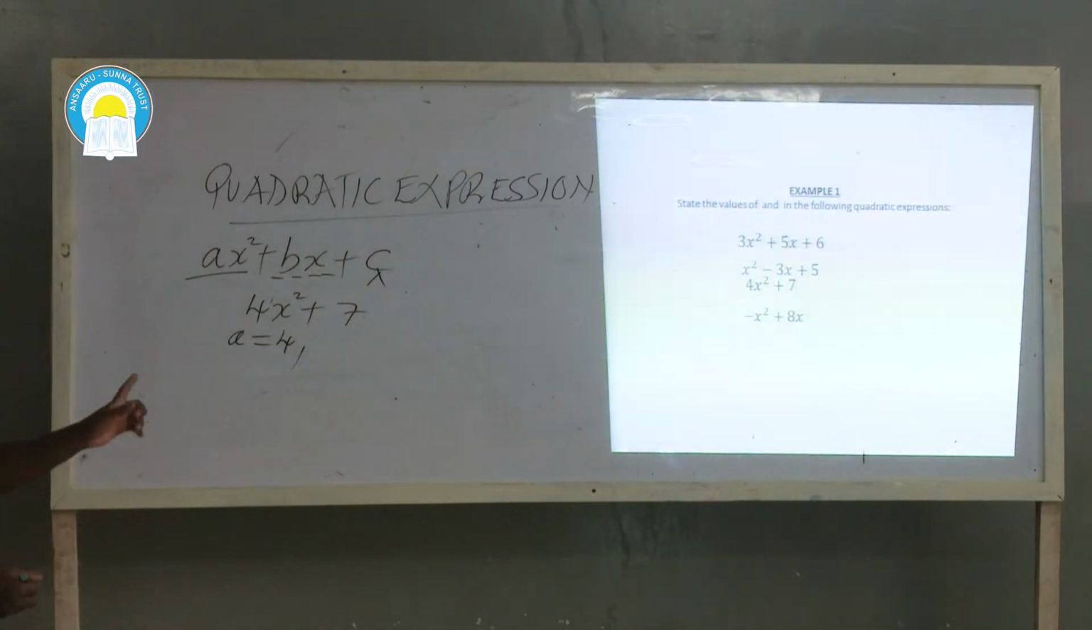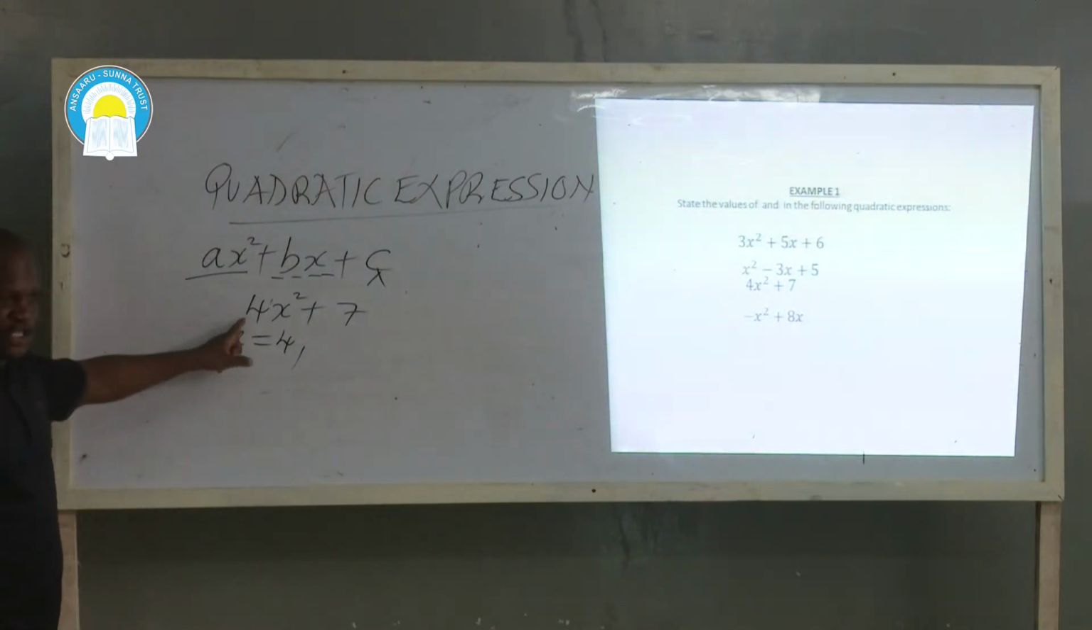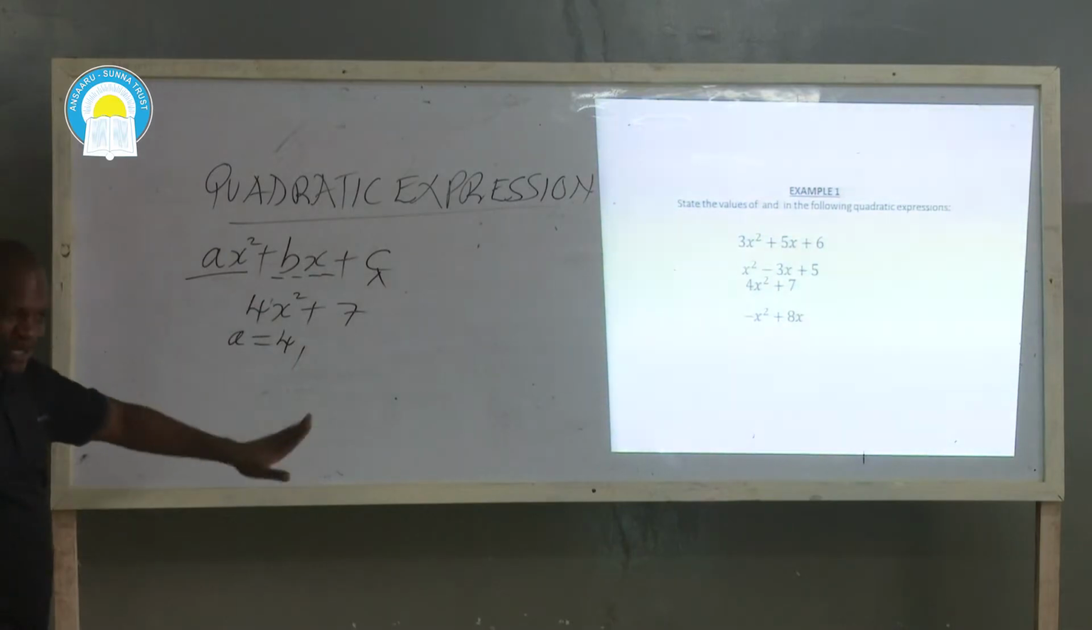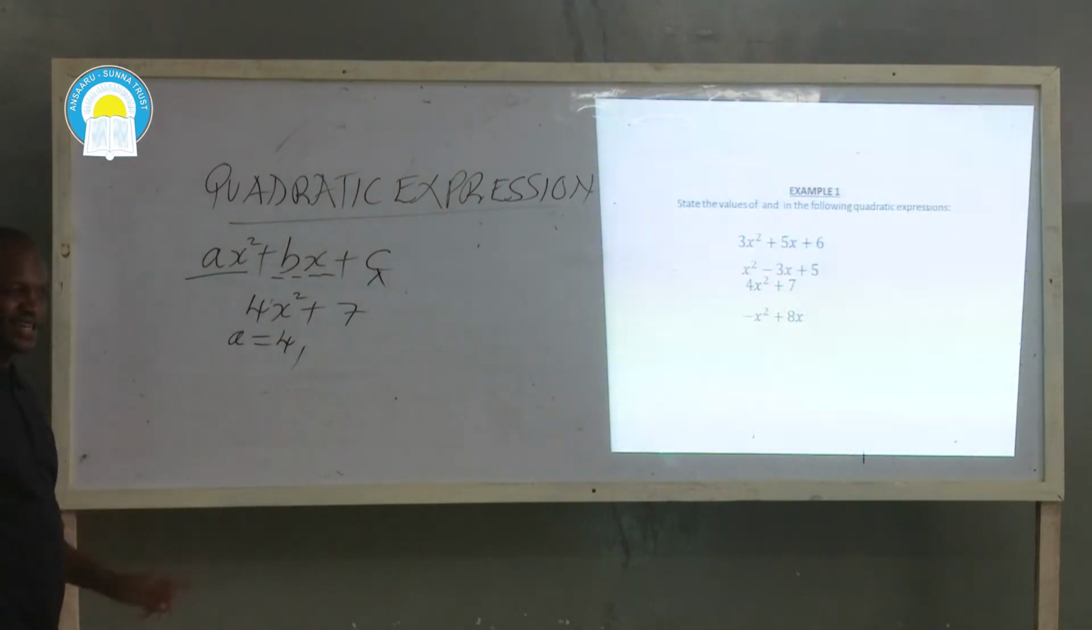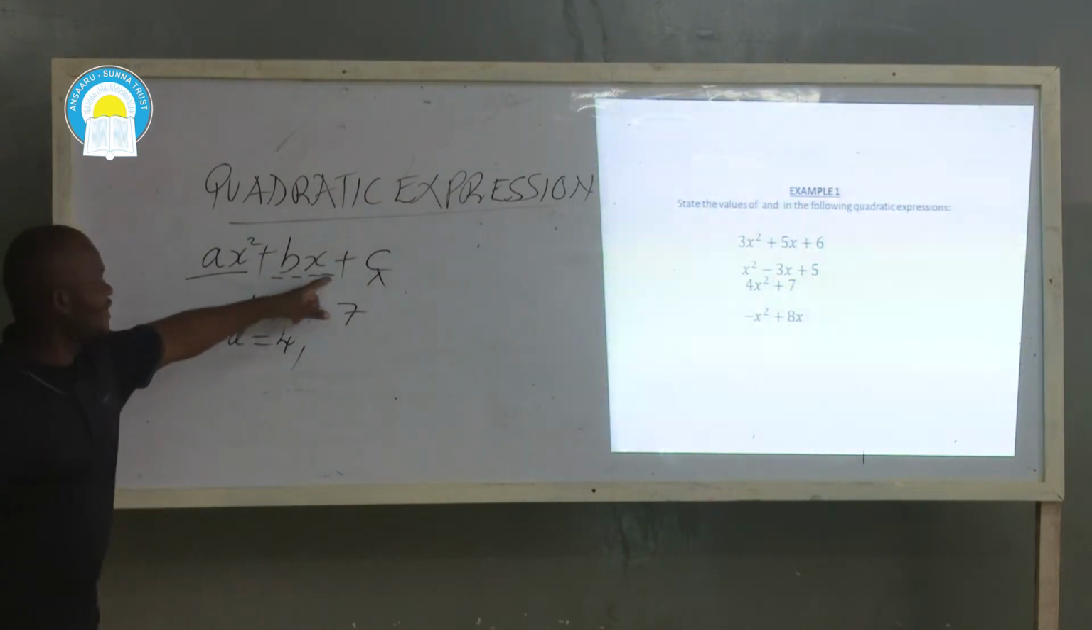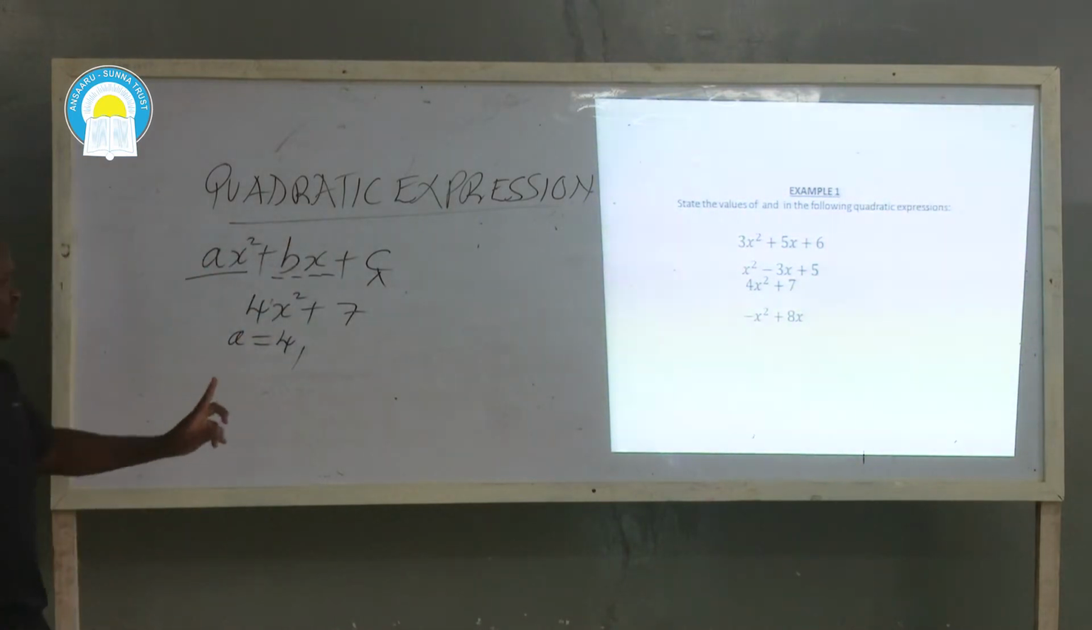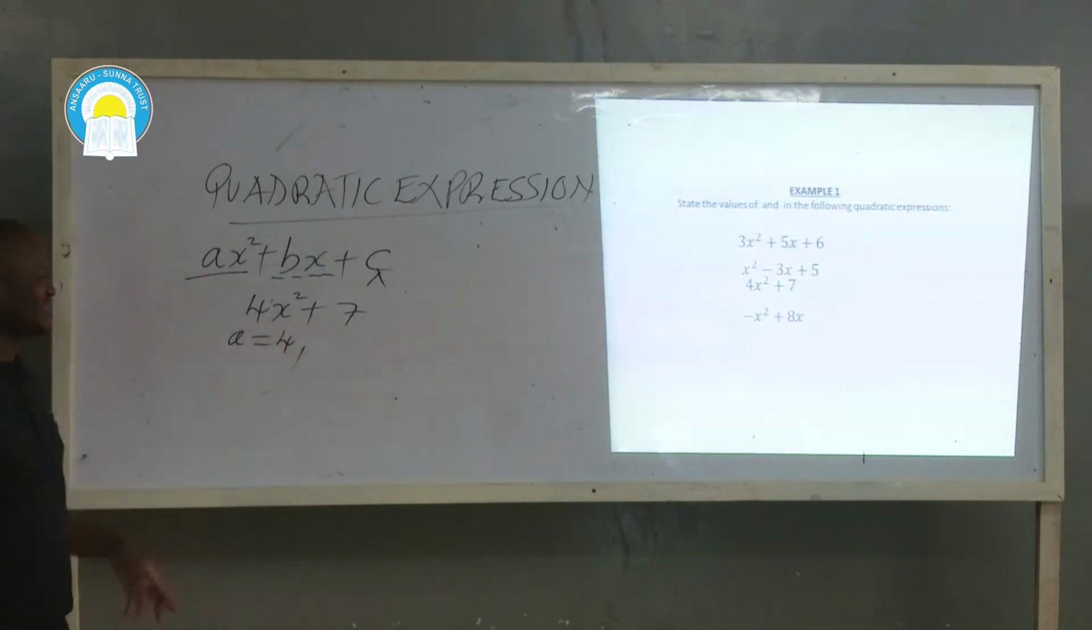Now, look at b. B is what? Coefficient of the linear x. If you look in our expression, 4x squared plus 7, we don't have what? A linear x. Now, what does that imply? Our b is 0. When the b is 0 here, the entire term becomes 0, then it's not, of course, shown here. So we are saying, because I don't have linear x, that is x to the power 1, our b becomes what? 0.